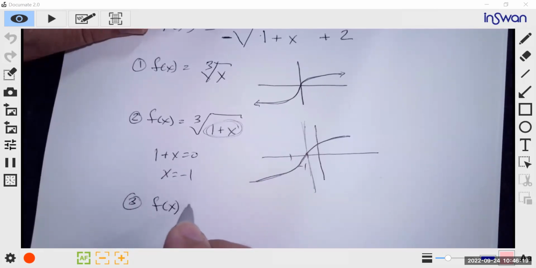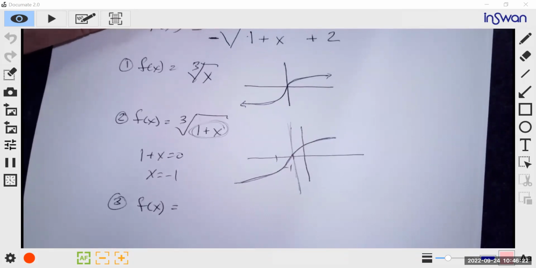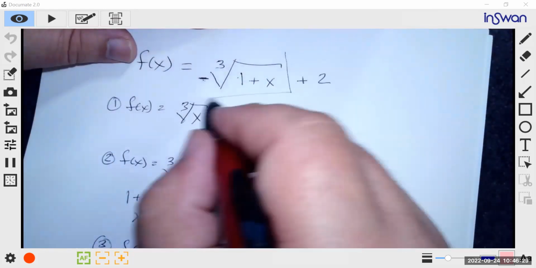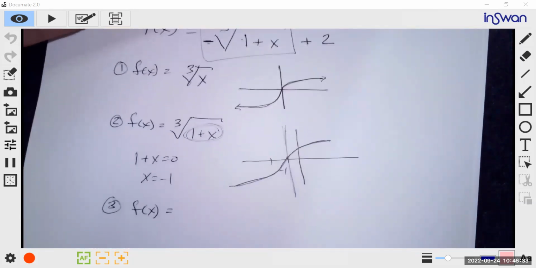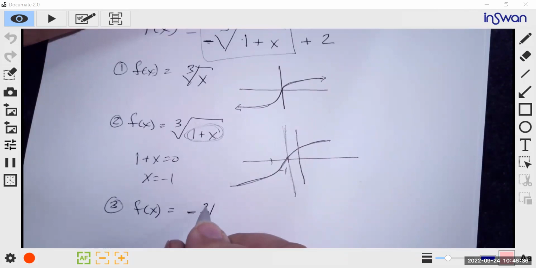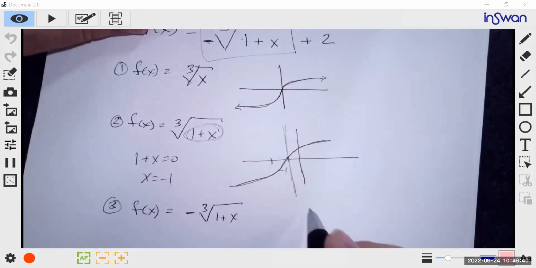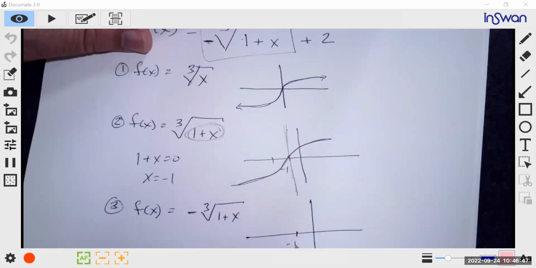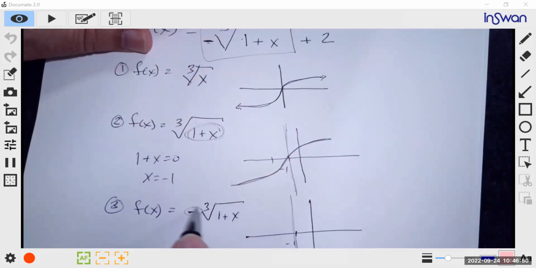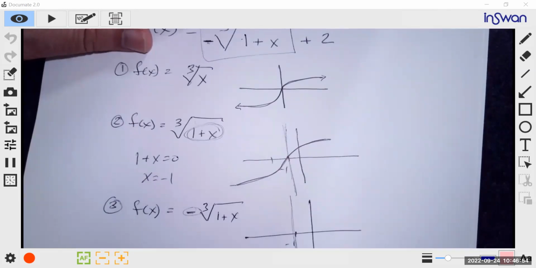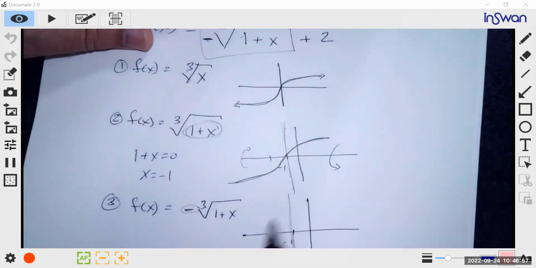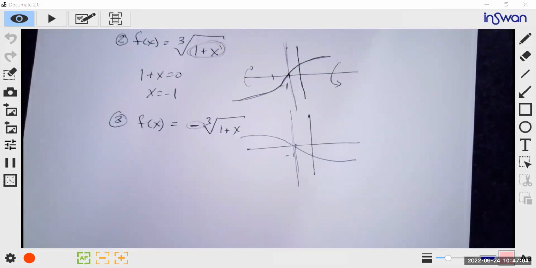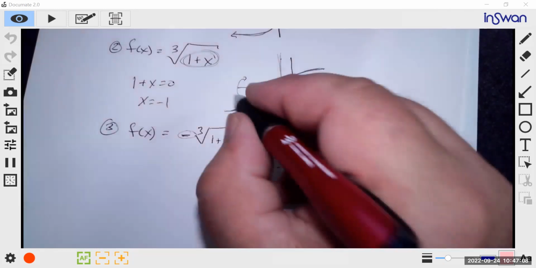What's next on our decomposition of the function? The plus two? Nope, we have a negative. We can't do plus two until we finish everything on that function. So we have a negative in front of the radical. Since it's negative, that means I flip across the x-axis. This side goes down, this side goes up. It's like that now.